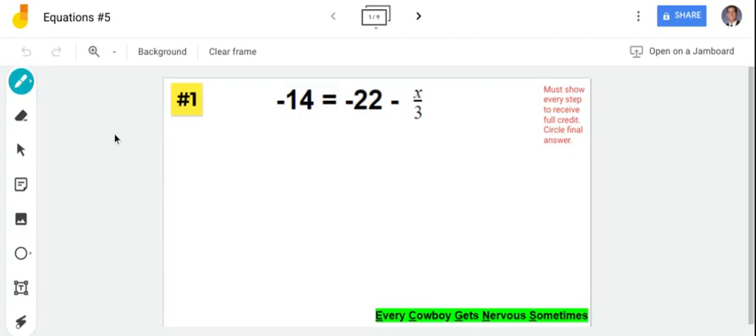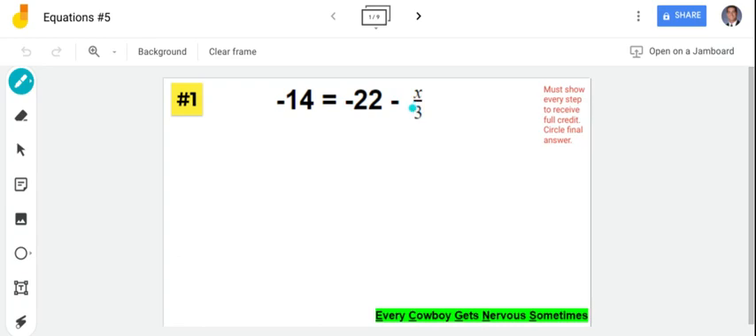Okay, I'm in equations number 5, Google Jamboard, and in equation number 1, I have negative 14 equals negative 22 minus x over 3. Step 1, do you see parentheses? Nope, so I don't need to eliminate them by the distributive property. Step 2, combine like terms. I look left, there's only one term, so I can't combine it with anything else. Then I look right. On the right side of the equal sign, I have a constant, negative 22, and then an x term. Those are not like terms and cannot be combined.